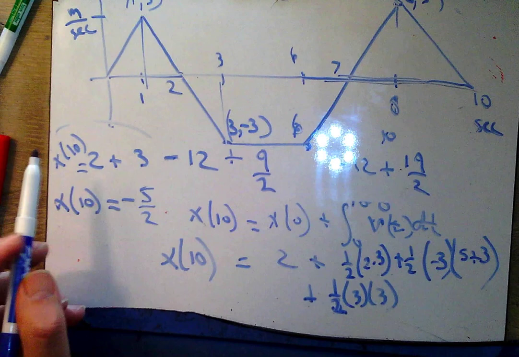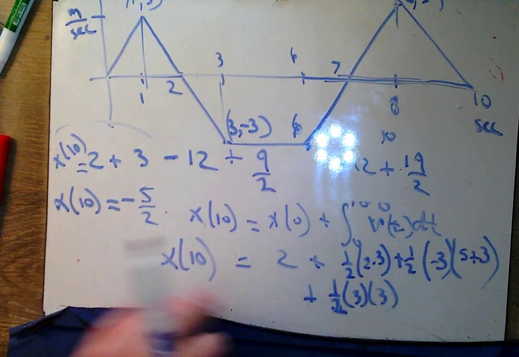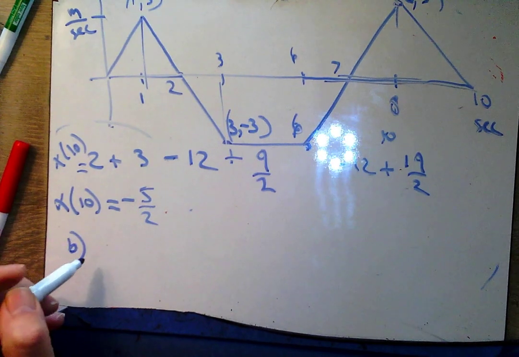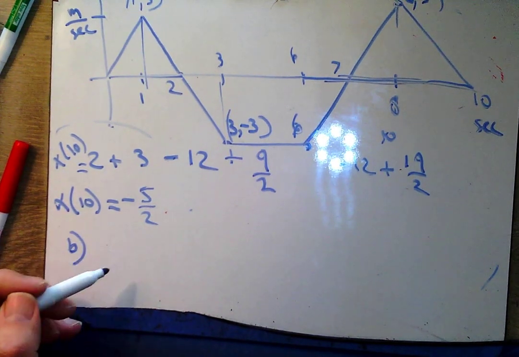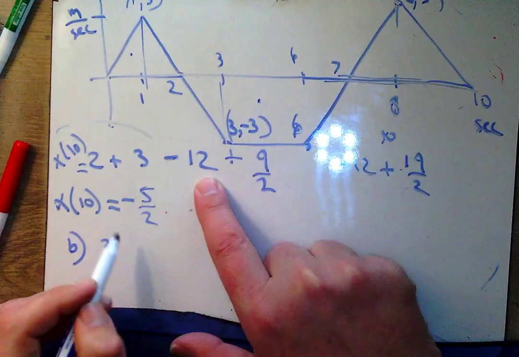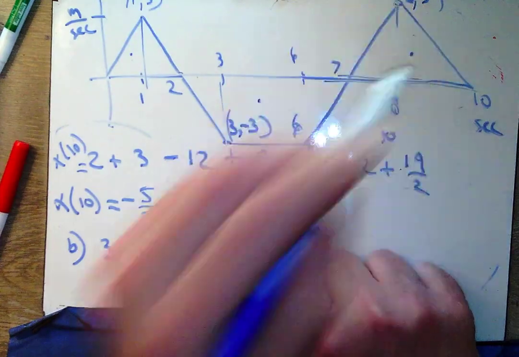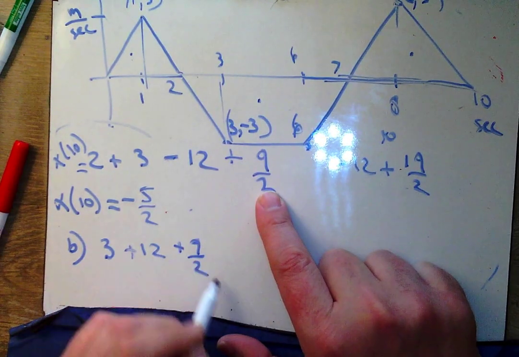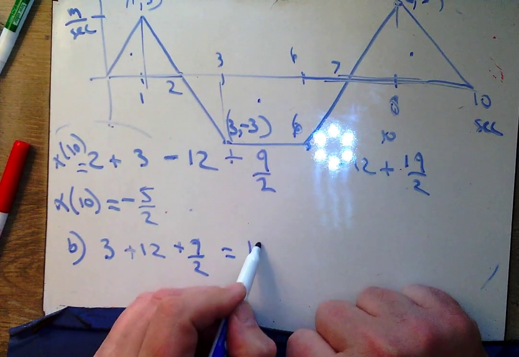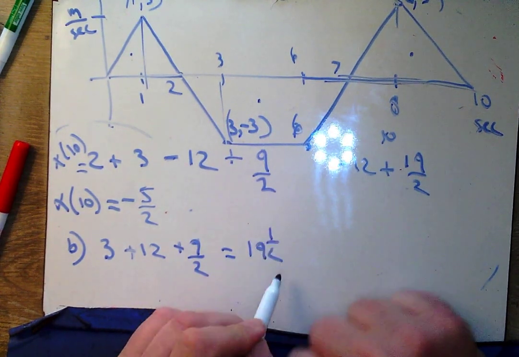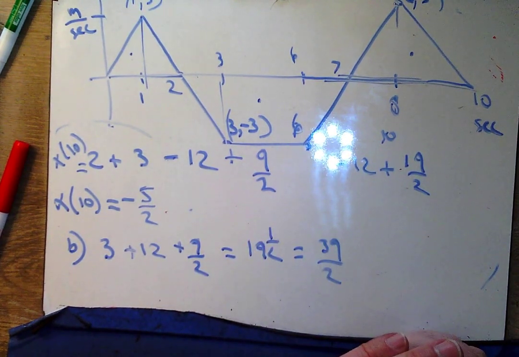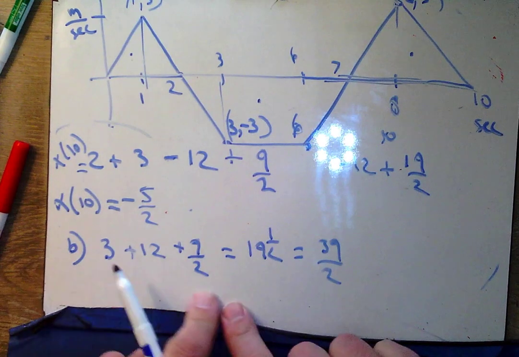Good. Okay, now the reason I wanted to write this out is because this next question says, what's the total distance traveled? The total distance traveled is this 3 plus 12 plus 9/2. And so that's 15 plus 4.5, 19.5 or 39/2. Okay. Just made a common denominator and added them together.